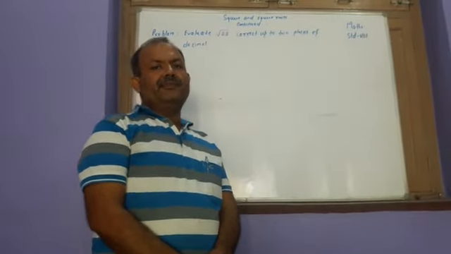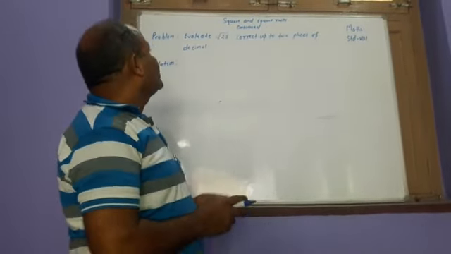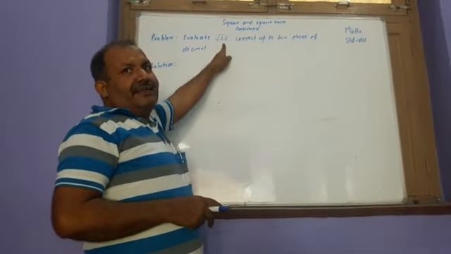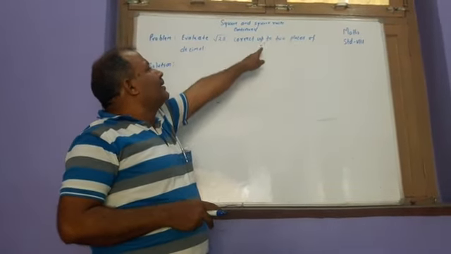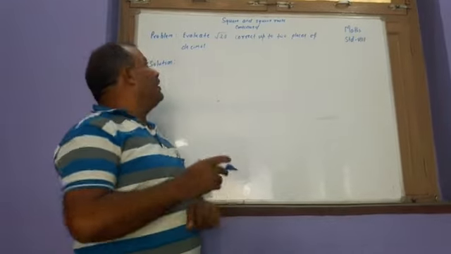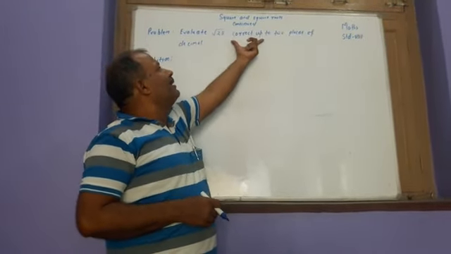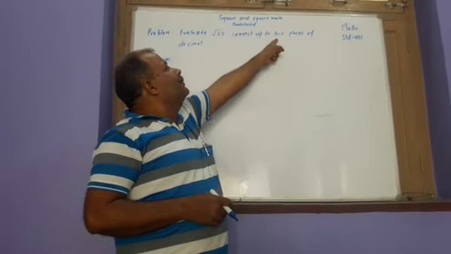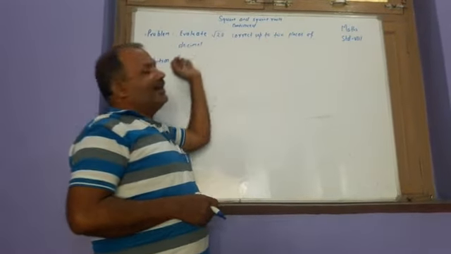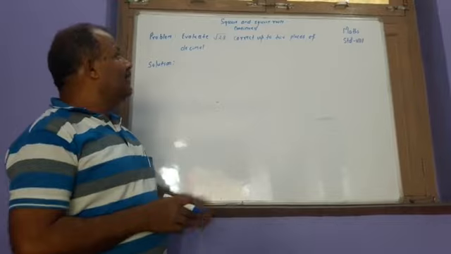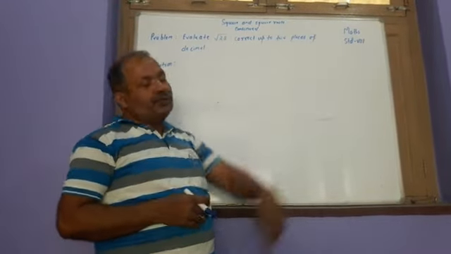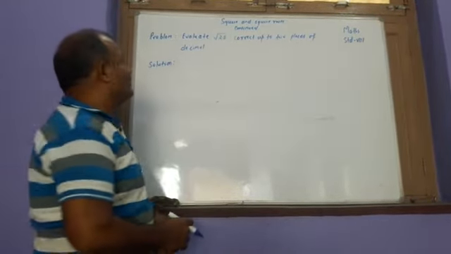Now we come to another problem. Evaluate root under 2.8 correct up to 2 places of decimal. In the last question it was not given. Only up to 2 places of decimal was given in the last question. Here we have to find correct up to 2 places of decimal.